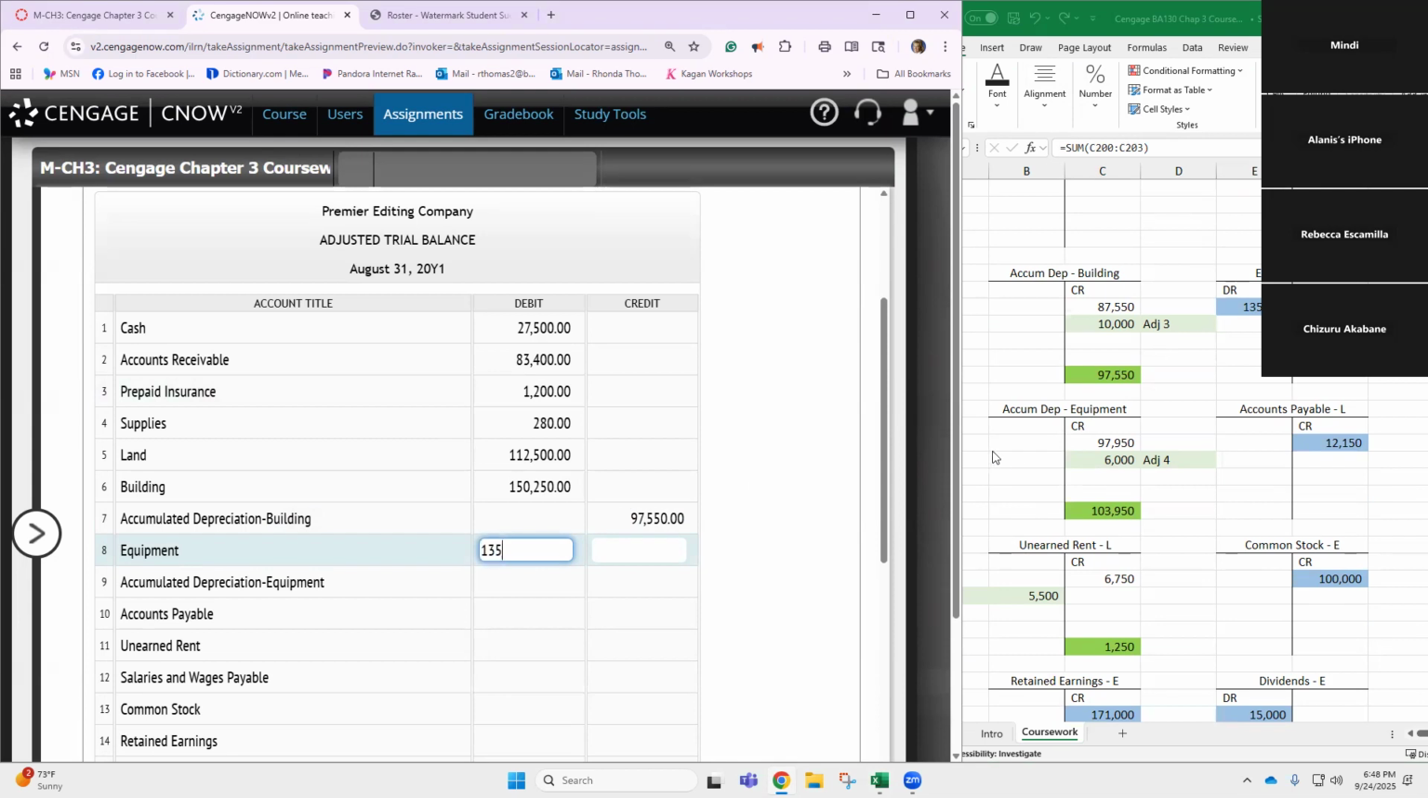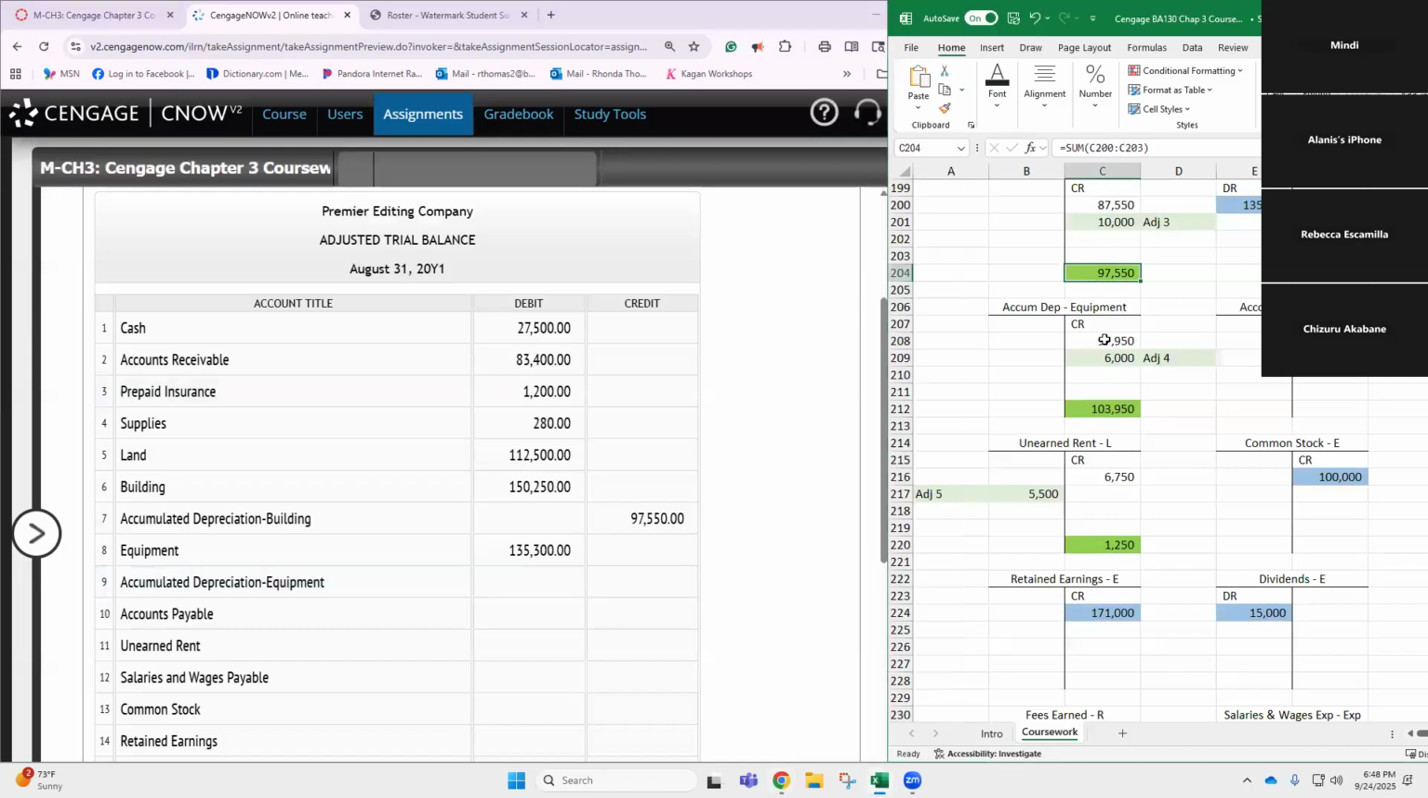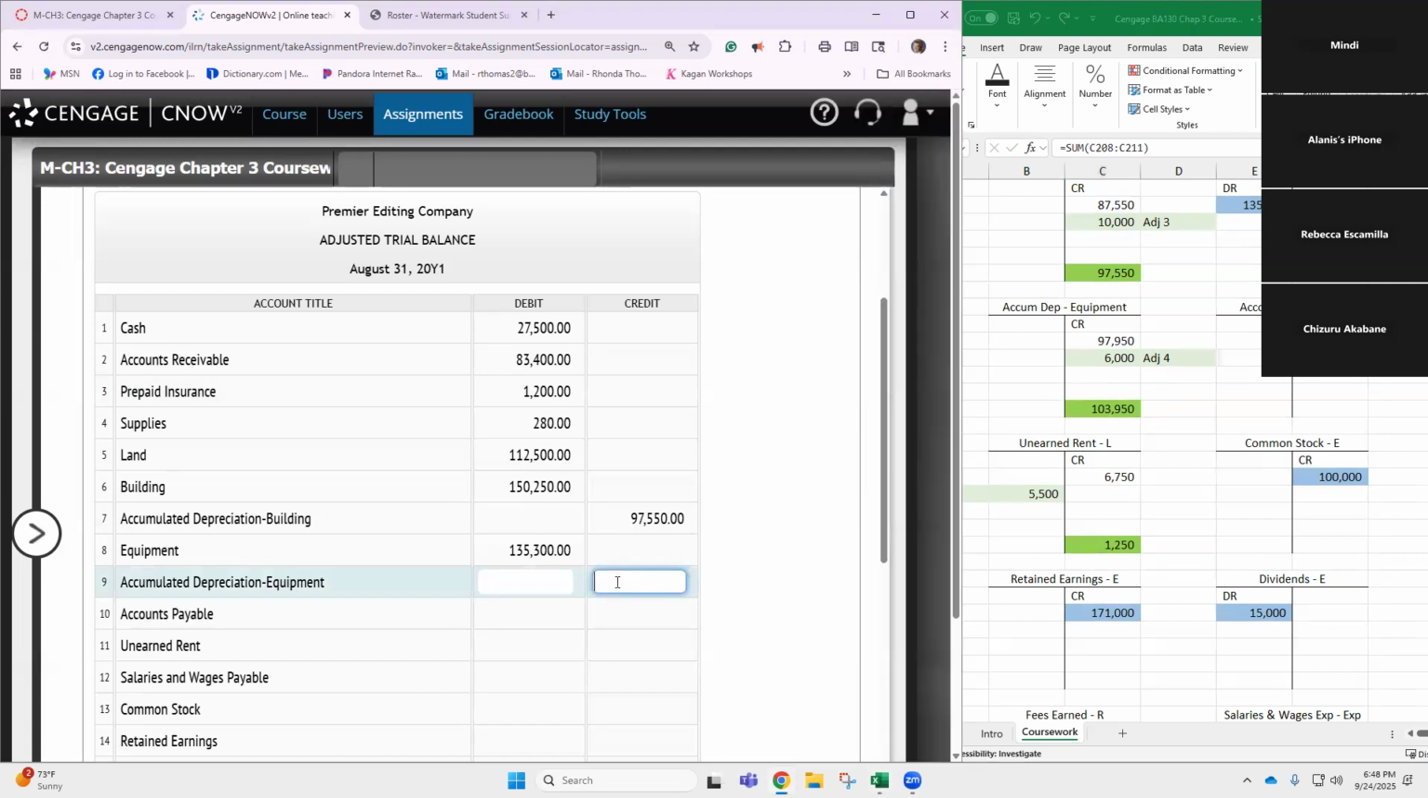Equipment. We did not adjust it. It's $135,300, but we did adjust its accumulated depreciation. So if you look at the T account for accumulated depreciation equipment, it's starting with $97,950. We added $6,000 to it for adjustment 4. So now we should have a new balance of $103,950. $103,950 is the new balance in accumulated depreciation.